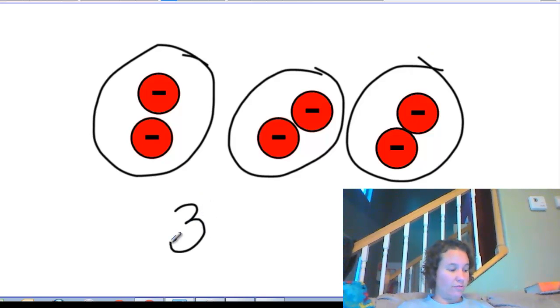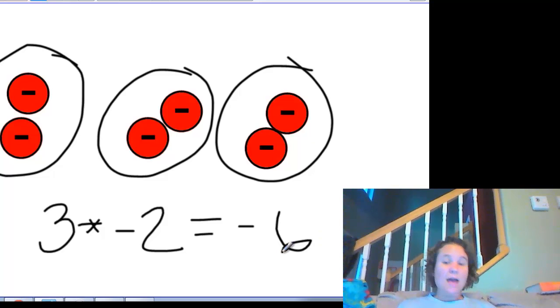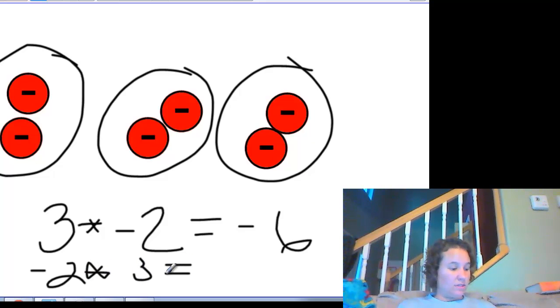This would be +3 groups times -2. So I have three groups of -2. I'm multiplying those two together. And you can see if I count those up, I would still have -6. So it does not matter whether the number with the larger or smaller absolute value is positive or negative. That has no effect on the outcome here. If I multiply one positive number by one negative number, my answer is always going to be negative. And again, it doesn't matter what order those are in either. So I could rewrite this as -2 times 3, and I will still get -6.